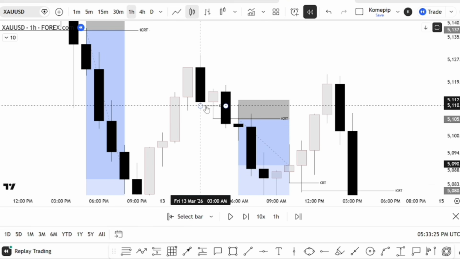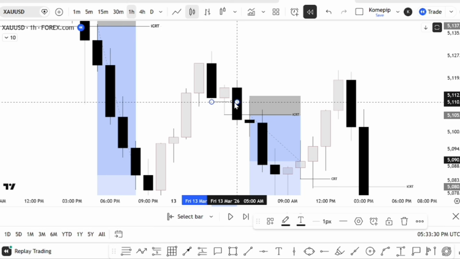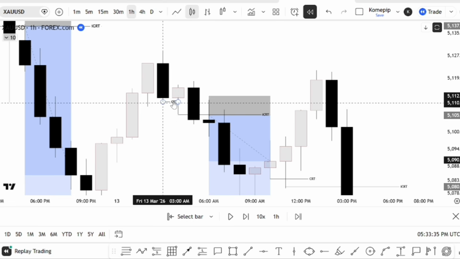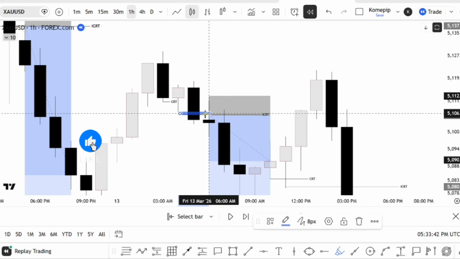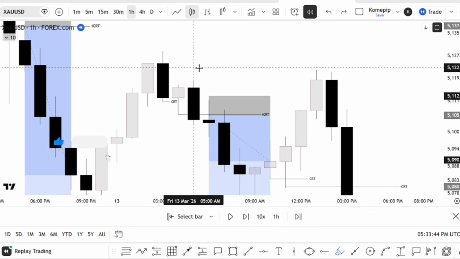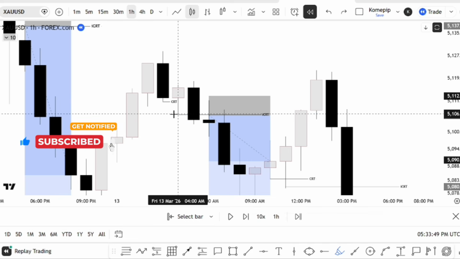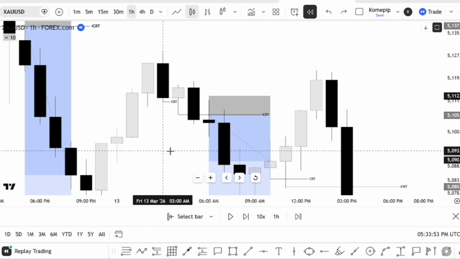Okay, so now that we see a CRT here and we see iCRT form, take note first, we have a CRT here. This CRT that has formed, what is it telling us? It's telling us that price has potential of pushing to the upside. However, what happened? It failed. What does this mean? It means that sellers are more dominant in the market. So because sellers are more dominant in the market, this becomes a true break of structure. So it's safe to say that the Komepips iCRT is the true break of structure in the market.